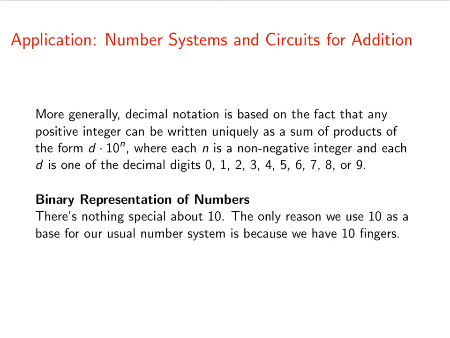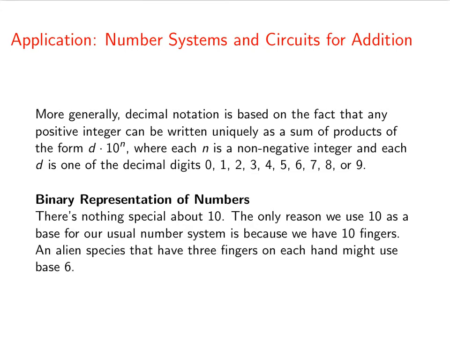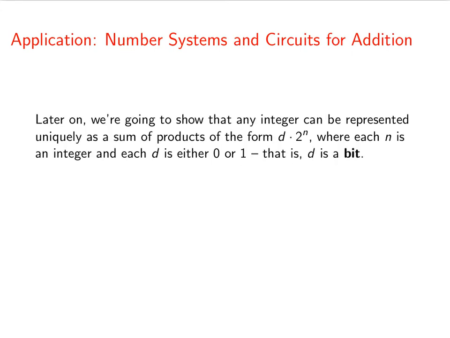Now, the only reason we use 10 as a base for our usual number system is because we have 10 fingers. An alien species that has 3 fingers on each hand, they might use base 6. So later on, we're going to show that any integer can be represented uniquely as a sum of products of the form d times 2 to the n, where each n is an integer and each d is either 0 or 1. That is to say that d is a bit. A bit is the smallest amount of information that's possible, representing either 0 or 1.